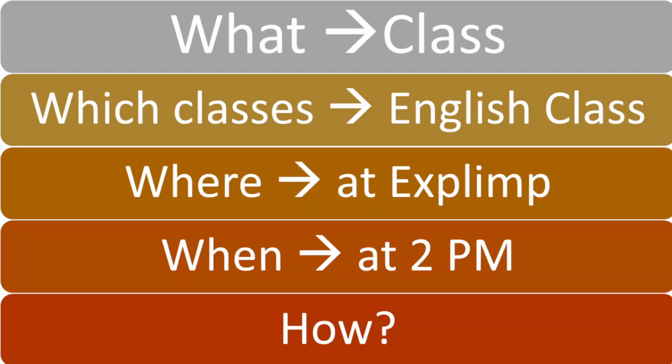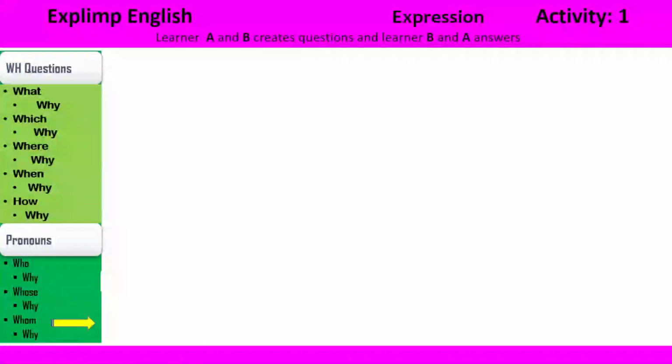These two are very important things: why you do something and how you do it. Most of our students or learners do know about what, when, where, which, but when it comes to answering the question why and how, they face a bit of difficulty. So here we will see how and why.